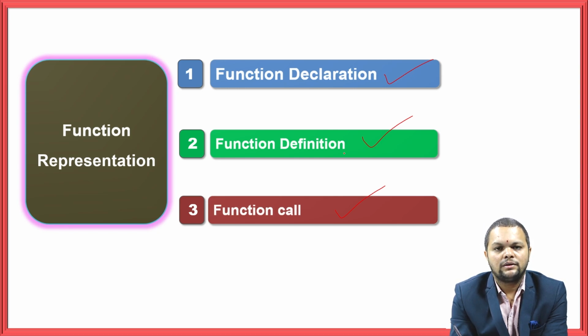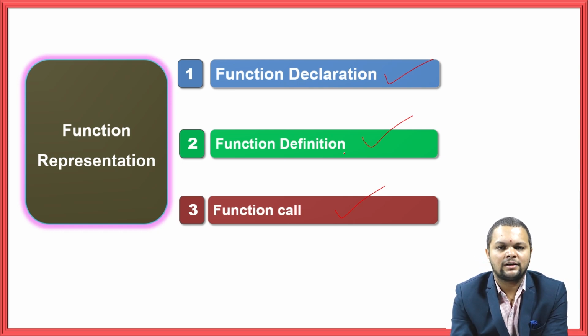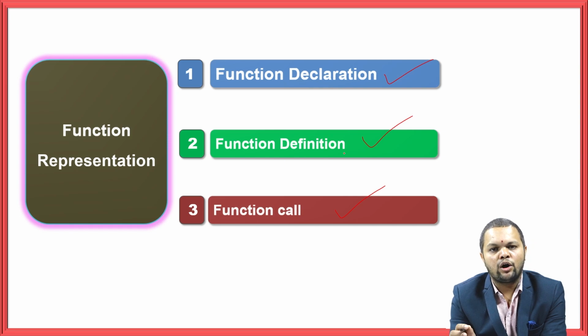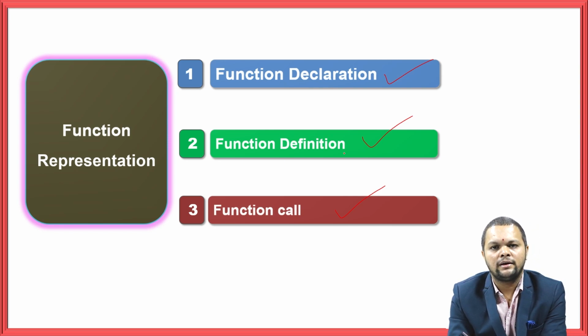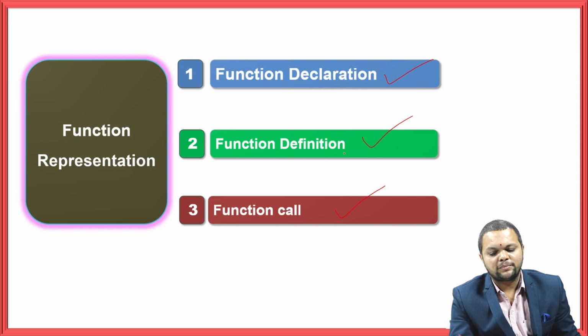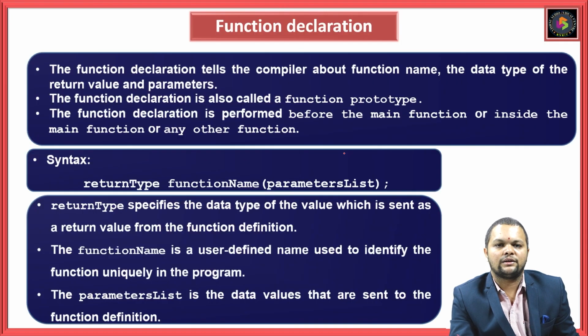Function call. If I have a mouse, and we have designed that particular mouse, and I am not clicking the left click, that is a waste of use. If I am not clicking the right click, that is a waste of use. That means I need to make sure that I am calling that particular function. Calling here means clicking that left click, clicking that right one. So the first part is function declaration. We'll start with function declaration.